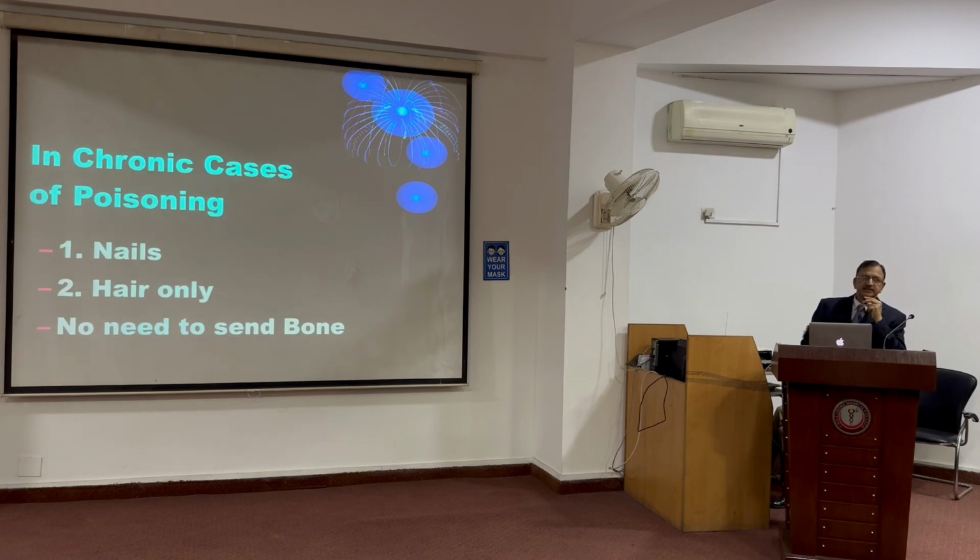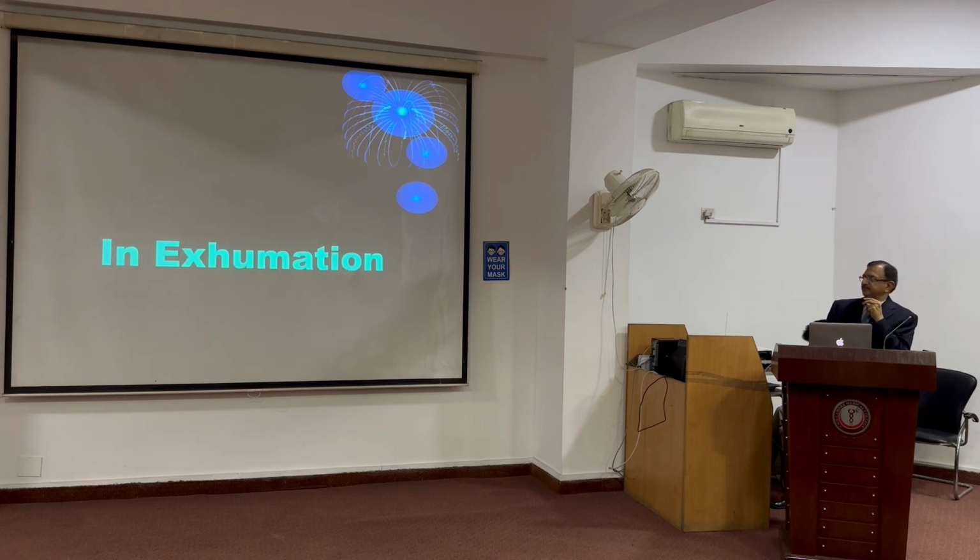And when it is a chronic case, then the nail and hair only. No need to send the bone, because usually chronic poisoning is with the metallic poisons, and metallic poisons are deposited in the hair, nail, and bone. So no need to send the bone, only the hair and nail will serve the purpose.